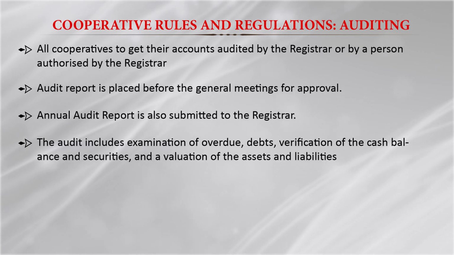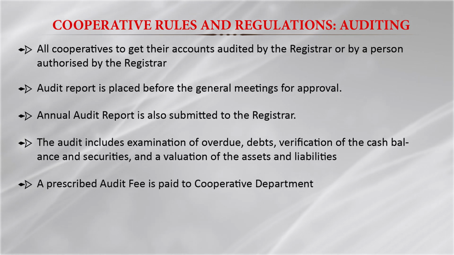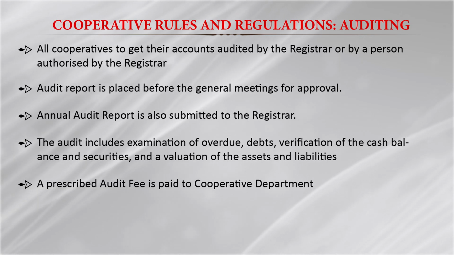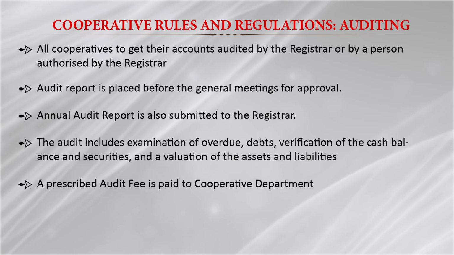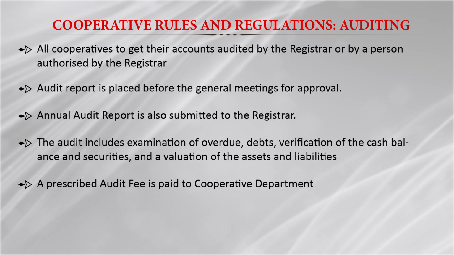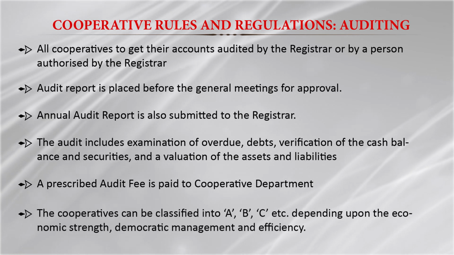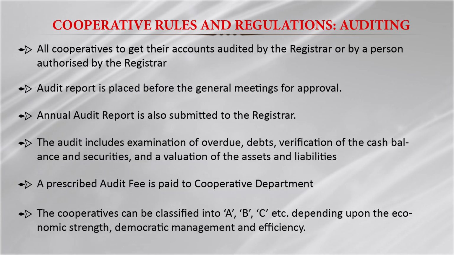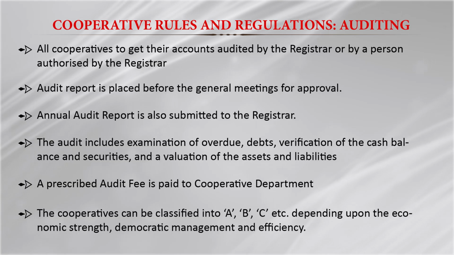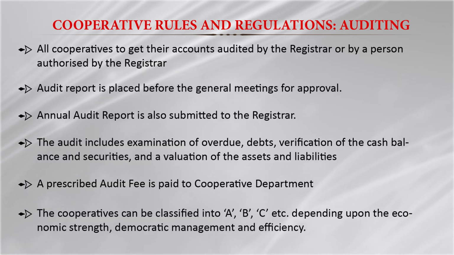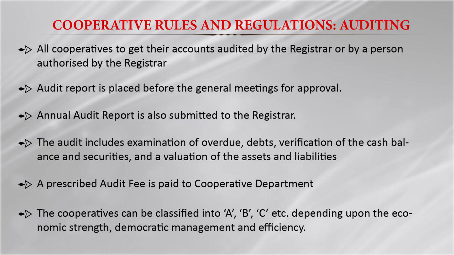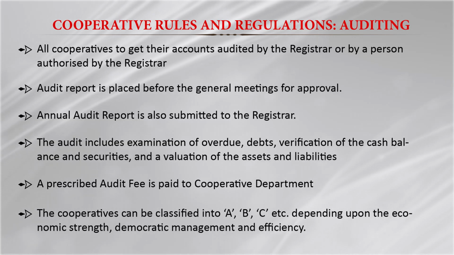And the cooperative society has to pay the prescribed fee to the cooperative department for auditing purpose, which is the auditing fee. And based on the auditing, cooperatives can be classified into different categories, into A, B, C, etc., depending upon the economic strength, democratic management and efficiency of the cooperative society.